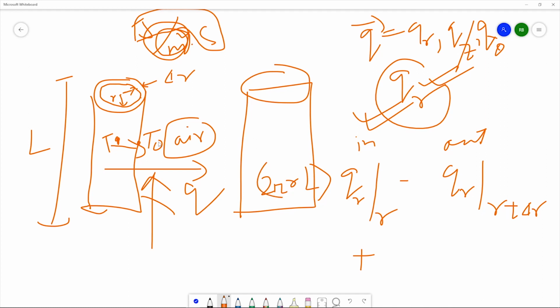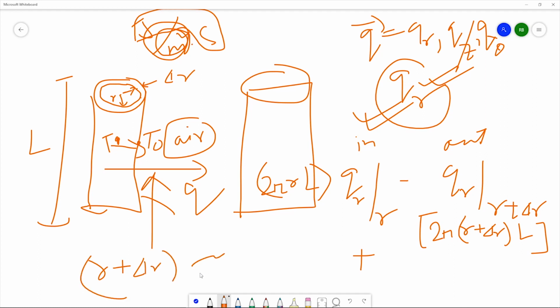And what about the surface area at r plus delta r? That is 2 pi, r plus delta r, because now the radius has changed a little bit by delta r. As assumed earlier, we generally take r plus delta r approximately equal to r, because delta r is very small. This will simplify our problem. So you can safely assume this as 2 pi r l.